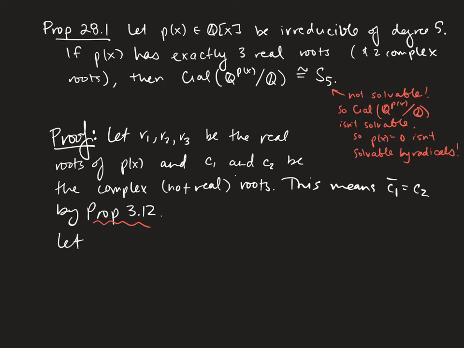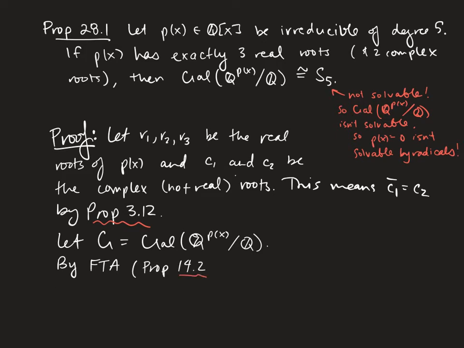And I'm going to let G be the Galois group of Q adjoin the roots of p of x over Q, just to avoid writing that big long thing over and over. So G is my shorthand for the Galois group associated to the polynomial p of x. Okay, I should have mentioned up above that when I say exactly 3 real roots, I mean without repetition. So by the fundamental theorem of algebra, that's proposition 14.2 in our book, this thing has exactly 5 roots, and so they're all distinct.